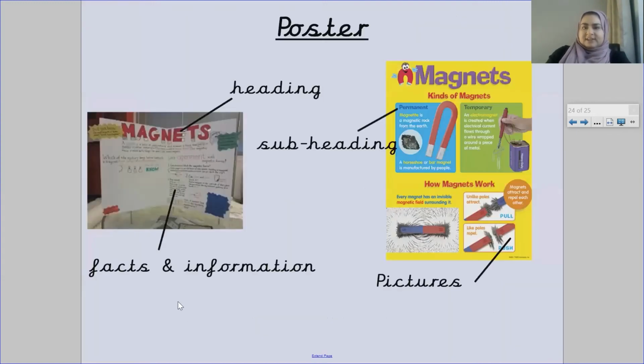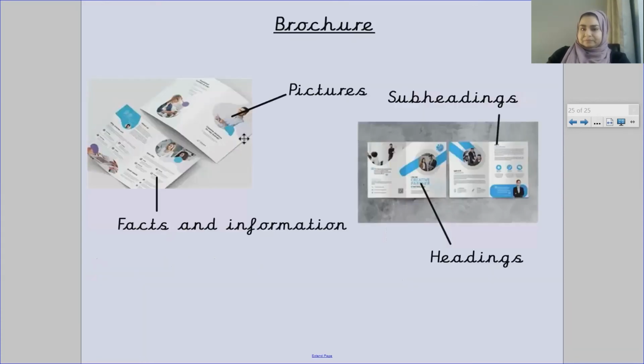Okay. Now, this is a poster. A poster has a heading, a subheading, facts and information, and pictures. Now underneath the subheading you will talk about a particular topic. So for example, if your heading is magnets, as a subheading you could have daily uses of magnets, and underneath that you will talk about everything in your day-to-day life that uses magnets. Okay, you will include pictures and facts and information. And you will use the knowledge that you've gained over the last few weeks to add information to your poster.